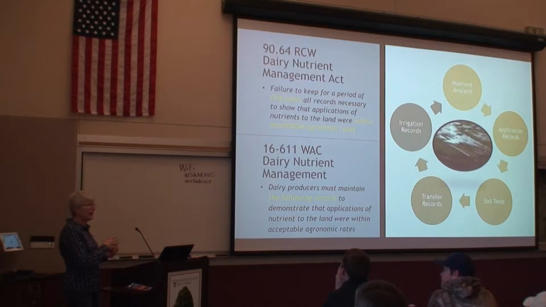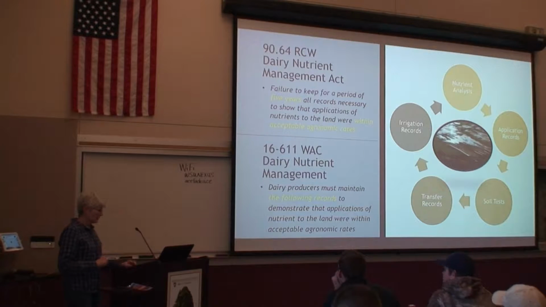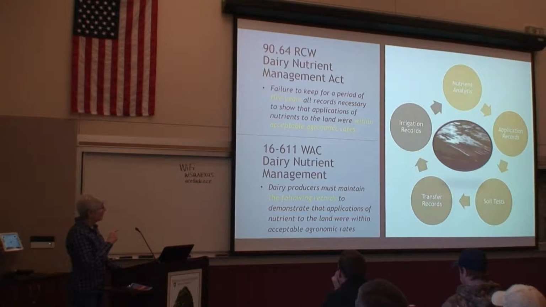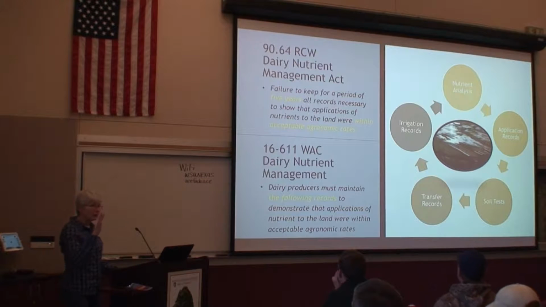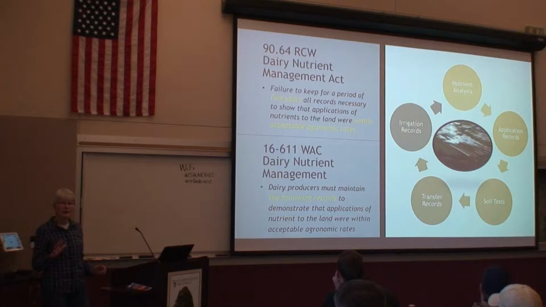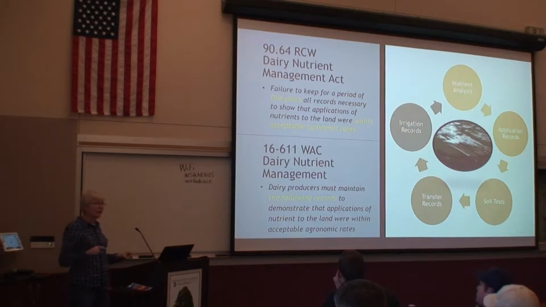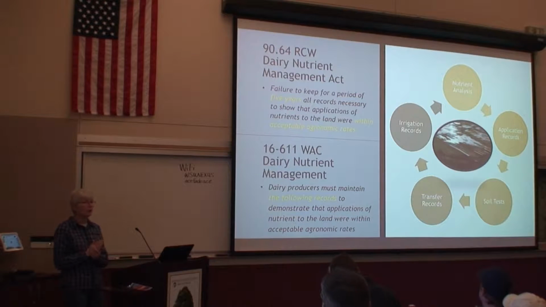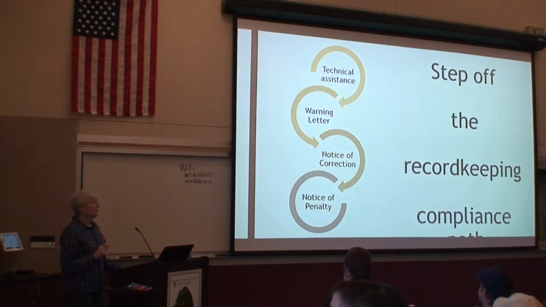So currently we have laws and rules in place that clearly define what records are required. There are 5 different types of records. And the reason we require all 5 of those different types of records when we're on your facility is because we need all 5. We connect those dots when we're looking at the records to help understand how you're managing your manure at an agronomic rate. So 5 different kinds of records.